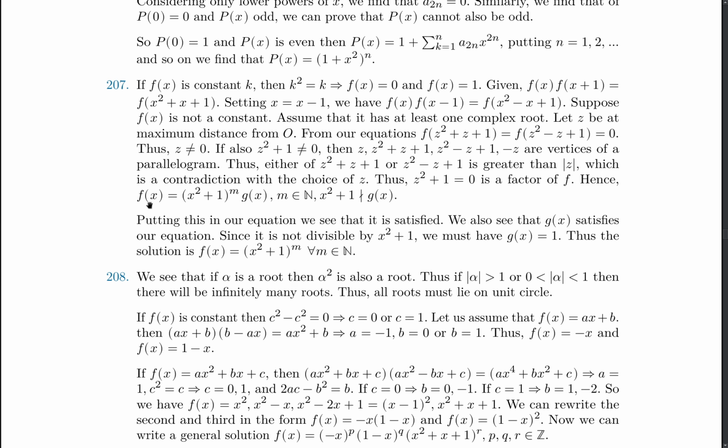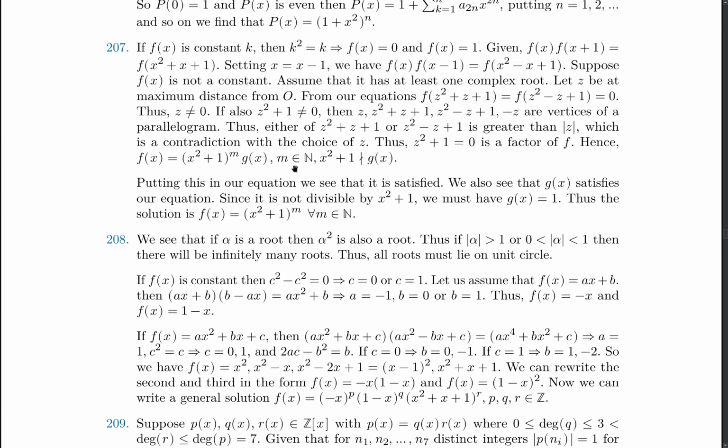Hence f of x will become (x square plus 1) to the power m times g of x, where m is in the set of natural numbers and x square plus 1 does not divide g of x. Putting this in the equation, we see that it is satisfied. We also see that g of x satisfies our equation. Since it is not divisible by x square plus 1, therefore g of x must be 1. Thus we have the solution as f of x is equal to (x square plus 1) to the power m, where m is in the set of natural numbers.